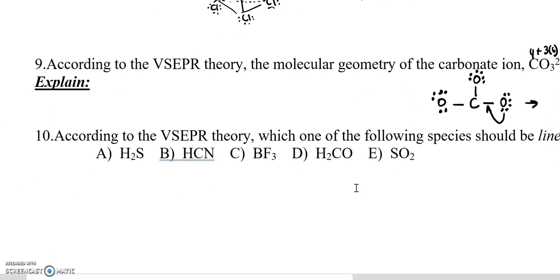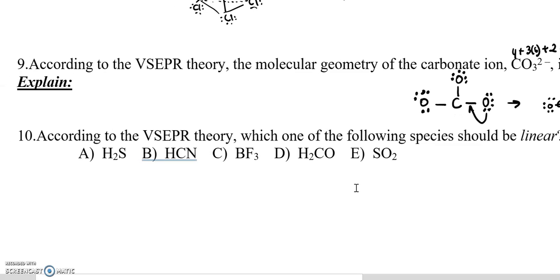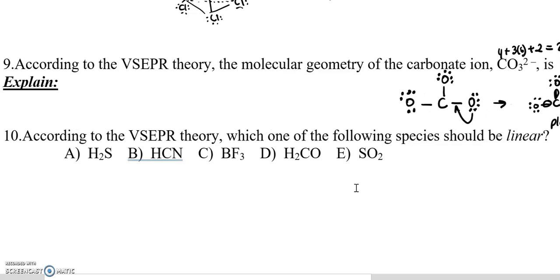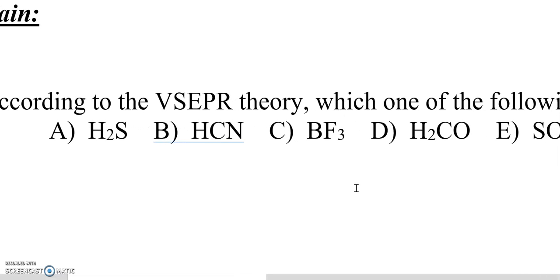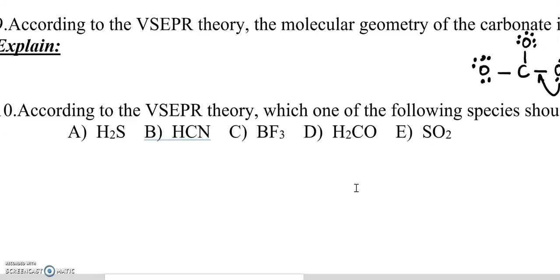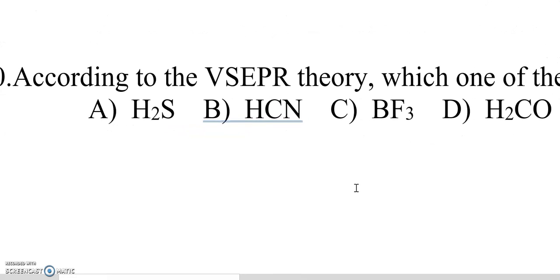So it's asking you to find out which one of the following species will be linear. So the hydrogen sulfide. You're going to draw all the structures and then find out which one is going to be linear. Okay, so let's work on the first one here.